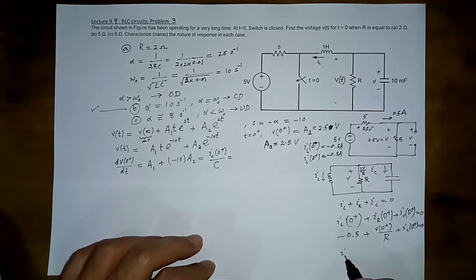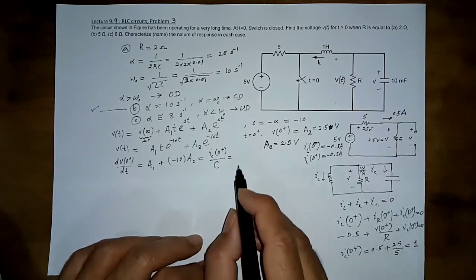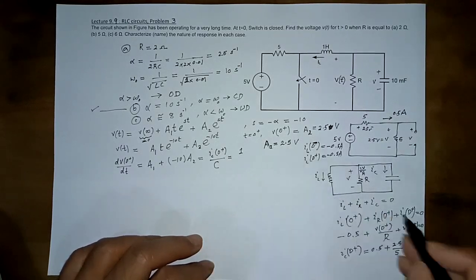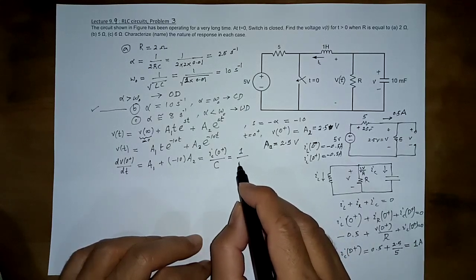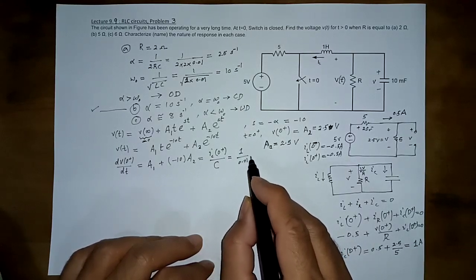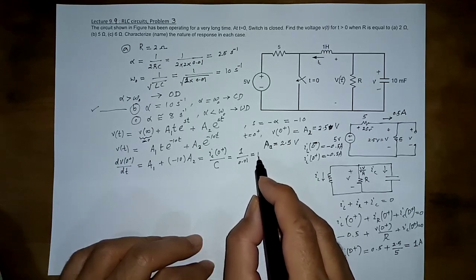So what is IC at 0 plus equal to? All these things go over there. 0.5 plus, what is this voltage? It is 2.5. What is this R? It is 5, so that is 0.5. 0.5 plus 0.5 is 1. So IC at 0 plus is 1. So this is 1 and C is 0.01, which means this is 100.